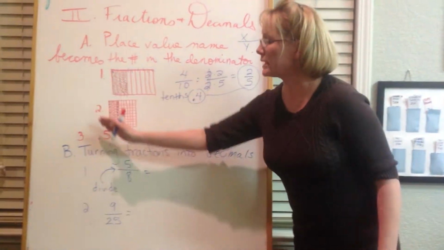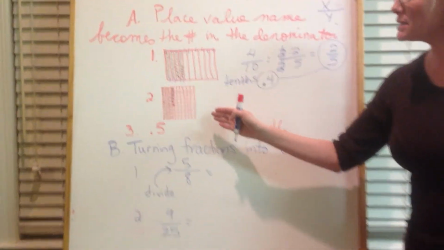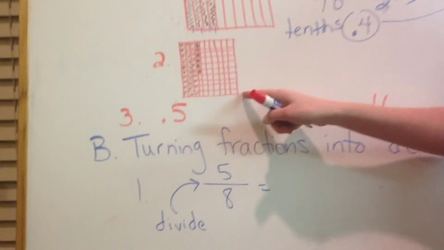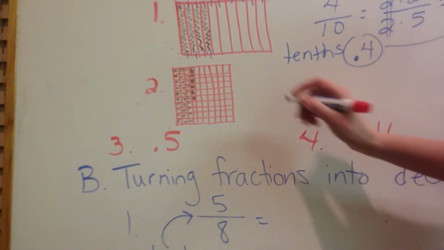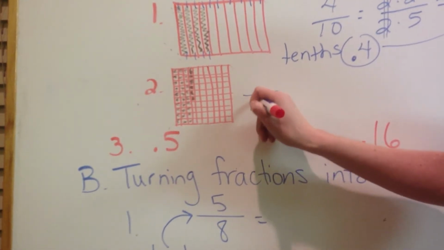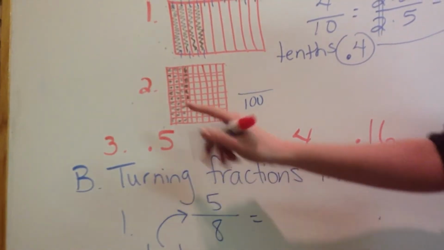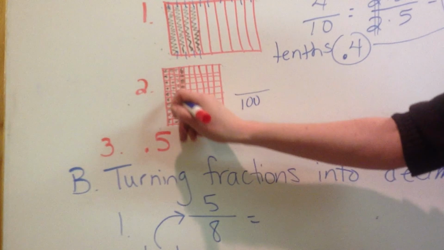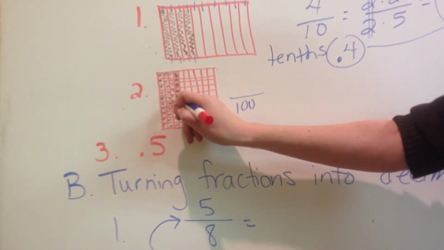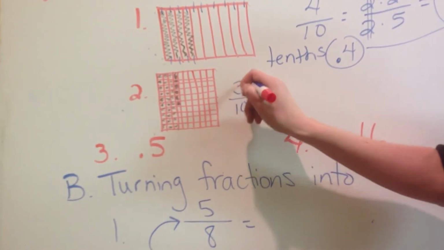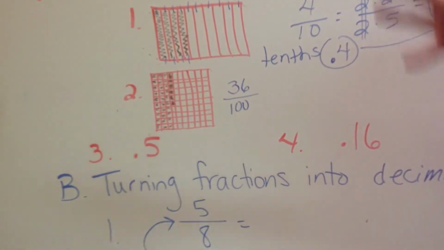Let's look at this one right here. It's a lot more boxes. We count, we've got 10 across and 10 up, which means that there's 100 boxes right here. So my denominator is going to be 100. And now we need to count them. 10, 20, 30, 31, 32, 33, 34, 35, 36. There's 36 in the numerator. We need to reduce that.